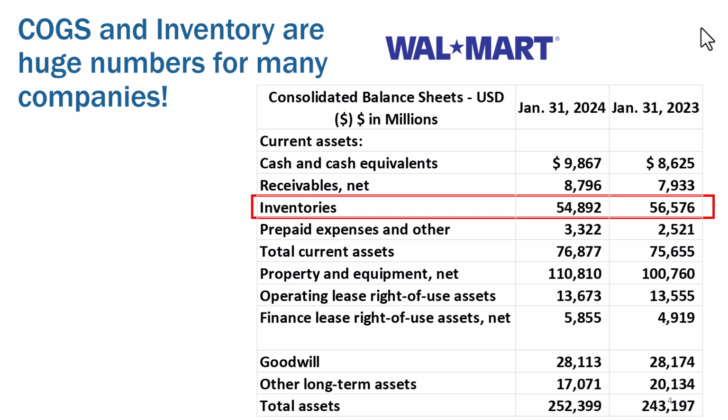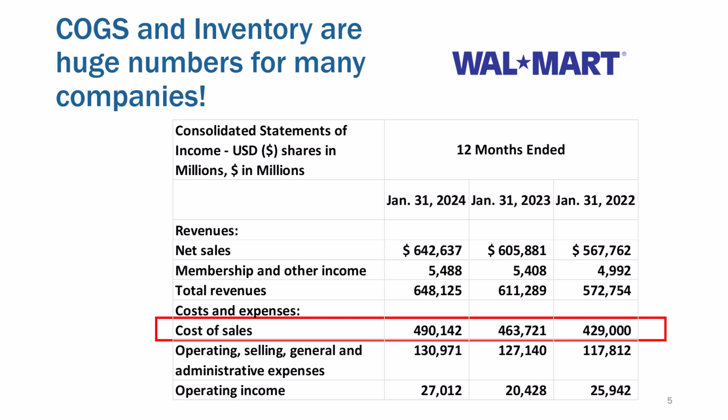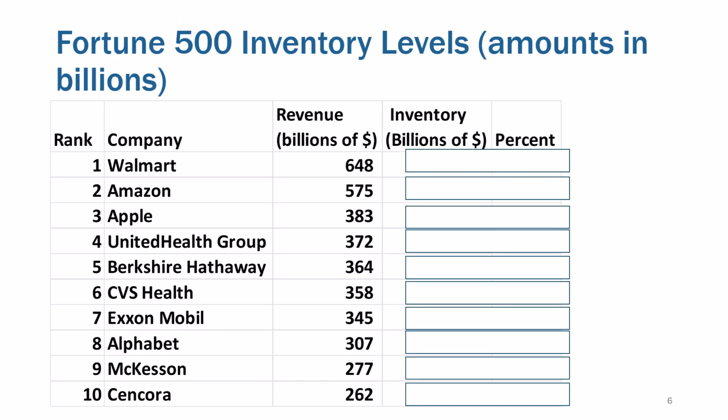And so how they account for those inventories is very important and can have big impacts not only on the balance sheet, but correspondingly on the income statement. If we look at Walmart's cost of sales for the most recent year, it looks like they had $648 billion worth of revenues. Their cost of sales was $490 billion. So these are huge amounts which will impact their financial performance.